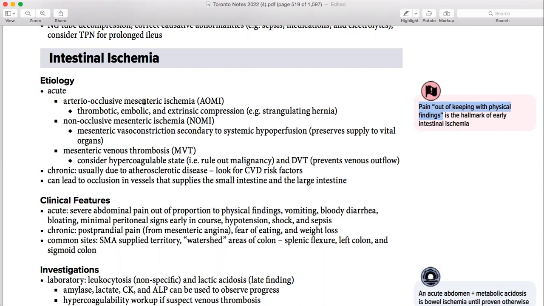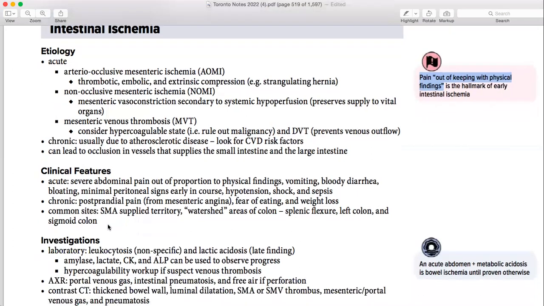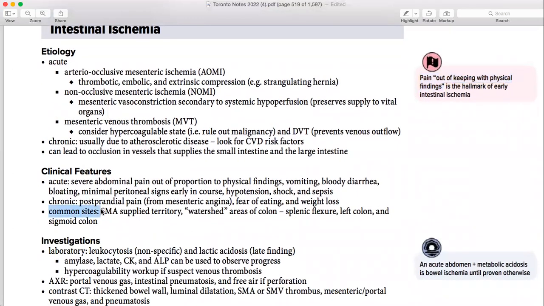So they are giving you a hint that this is mesenteric ischemia, not intestinal ischemia. If they give you a generalized pain, something like that, she's crying, and so on, you can tell, yeah, this is something like that. Okay, so here it is written: what are the common sites of superior mesenteric artery? Watershed, splenic plexus that I was talking about, left colon and sigmoid.